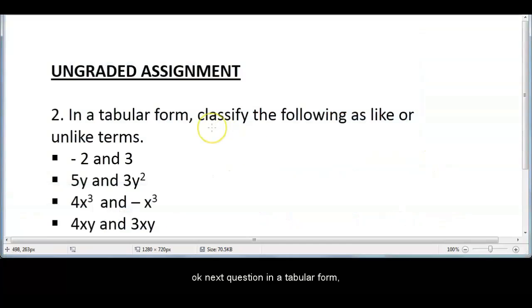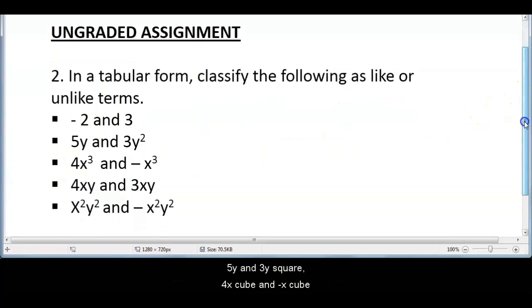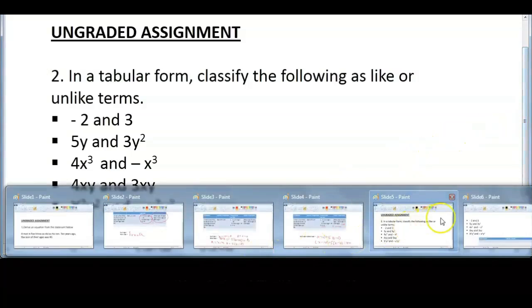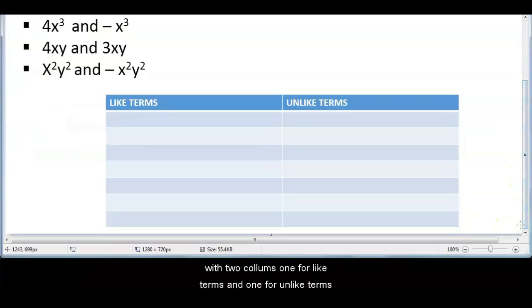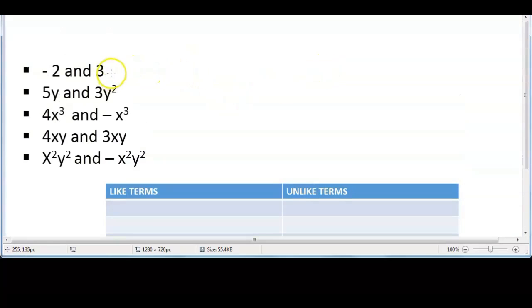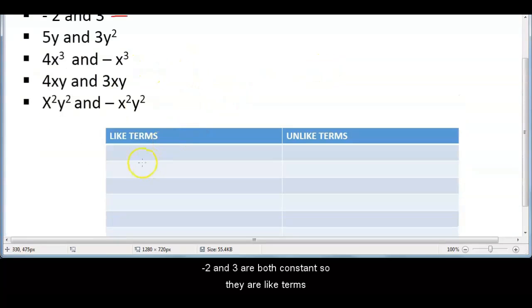Okay, next question. In a tabular form, classify the following as like or unlike terms. Minus 2 and 3, 5y and 3y square, 4x cubed and minus x cubed, 4xy and 3xy, x square y square and minus x square y square. I will construct a table like this with two columns, one for like terms and one for unlike terms. Minus 2 and 3 are both constants, so they are like terms.